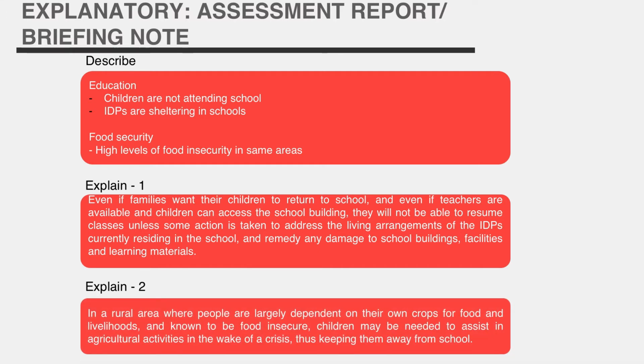In a rural area where people are largely dependent on their own crops for food and livelihoods, and known to be food insecure, children may be needed to assist in agricultural activities in the wake of a crisis, thus keeping them away from school.